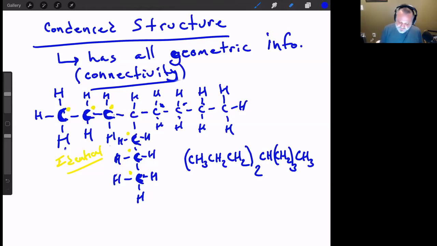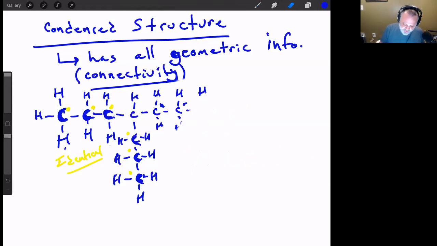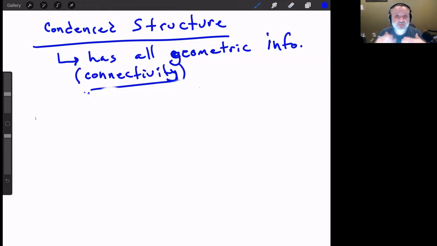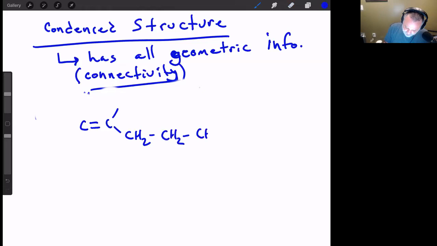Now, you can do this same bit of business if you had some double bonds and some triple bonds in the molecule. The only difference with the condensed structure is that if you have something other than a single bond, you want to show it. So if you had something that looked like this, see, now I'm starting to write it a little faster.